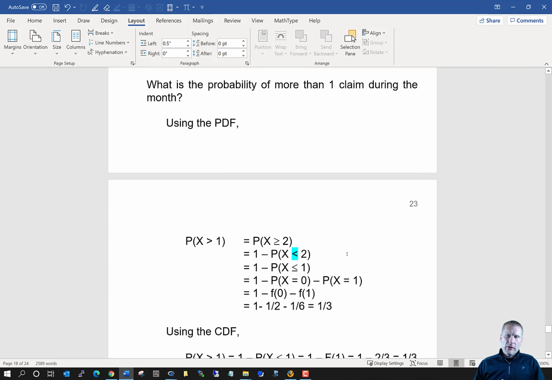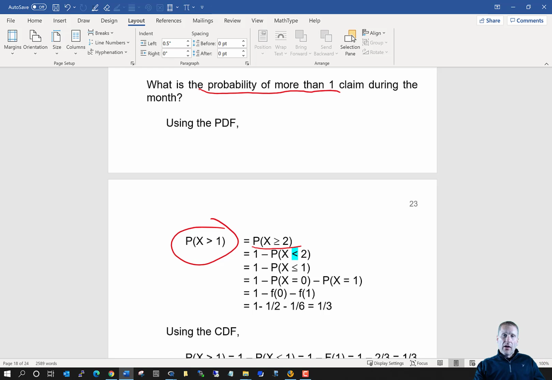So now using this PDF, using the CDF, we might be interested in finding corresponding probabilities. So in our particular case here, let's say I want the probability of having more than one claim. In other words, the probability x is greater than 1. Now since x is a discrete random variable, this would be equivalent to the probability x is greater than or equal to 2.